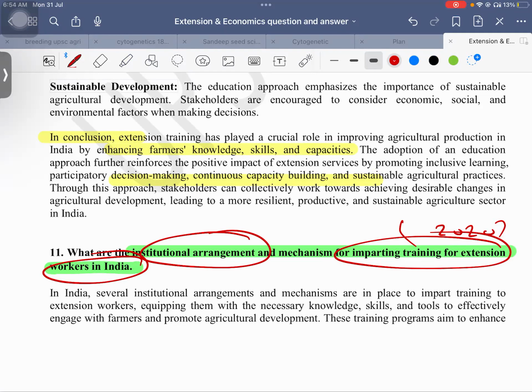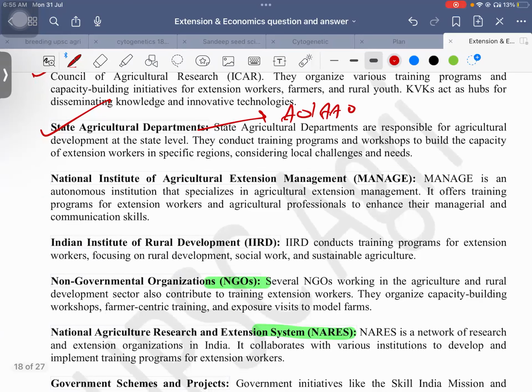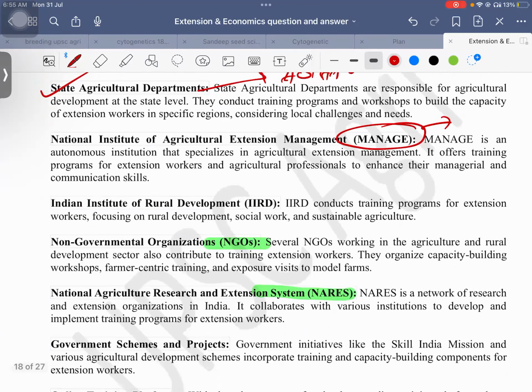So who is doing this for extension workers? What they are asking is the institutional structure. Here you can see the institutional arrangement. What are the government institutions: the agriculture universities, like the state agriculture universities. We have KVKs, state agriculture departments with AOs, AAOs, HOs. And we have MANAGE, which is directly under the Ministry of Agriculture; they provide extension services and knowledge dissemination.